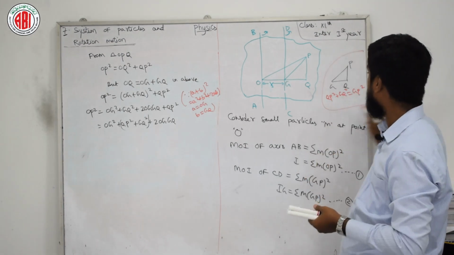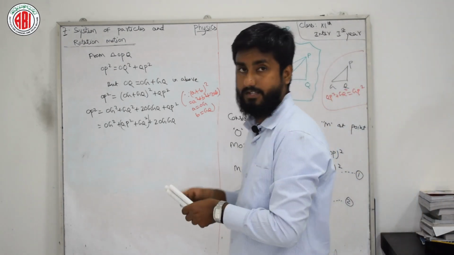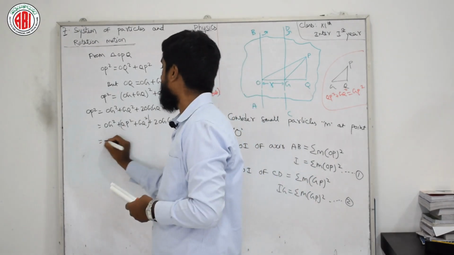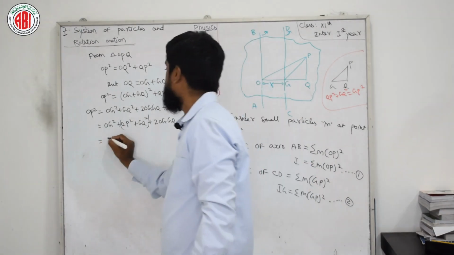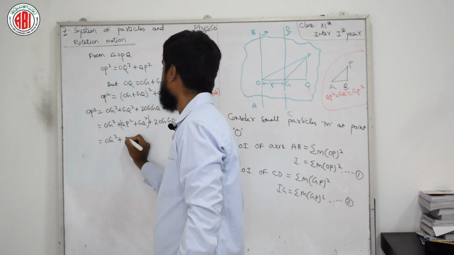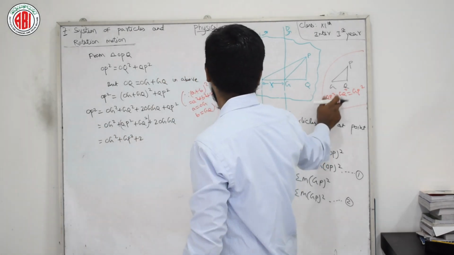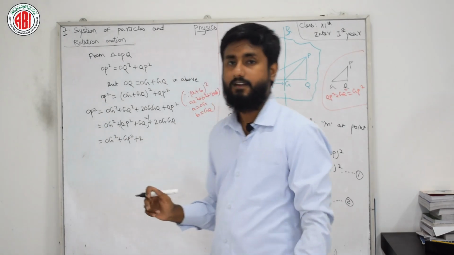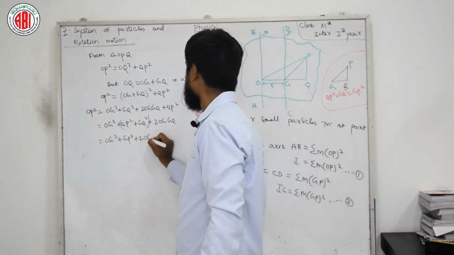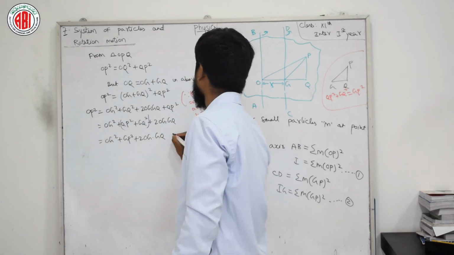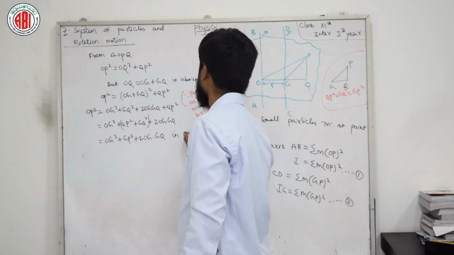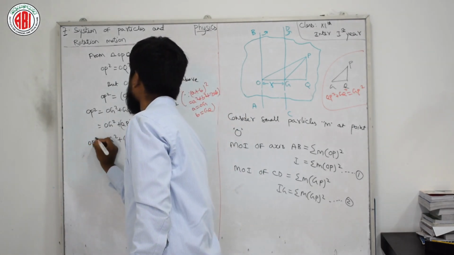From here, if you want, you can write this from that rough part. So here I am writing OG square as it is plus GP square. How did I get this GP square? You can go through this, isn't it? Plus 2OG dot GQ in 1. Now I am substituting this OP square in equation number 1.